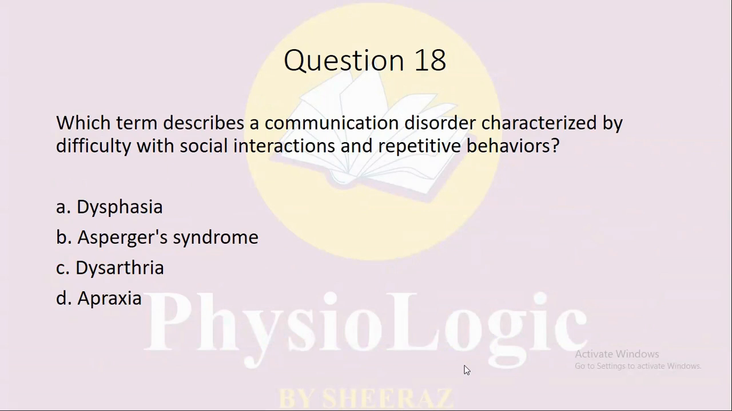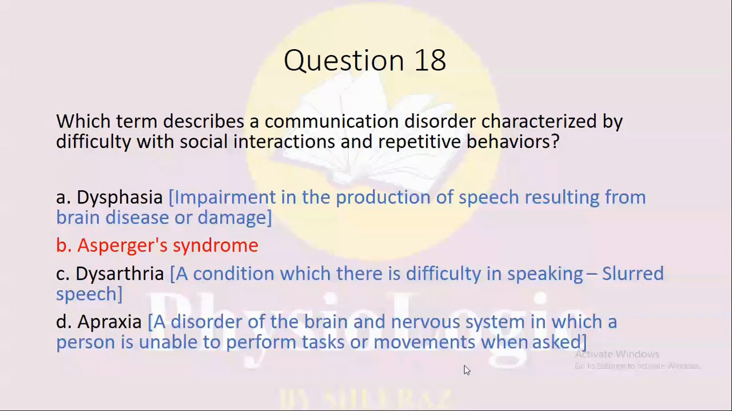Question number 18. Which term describes a communication disorder characterized by difficulty with social interactions and repetitive behaviors? Option A, dysphasia. Option B, Asperger's syndrome. Option C, dysarthria. And option D, apraxia. And the correct option is option B, Asperger's syndrome.